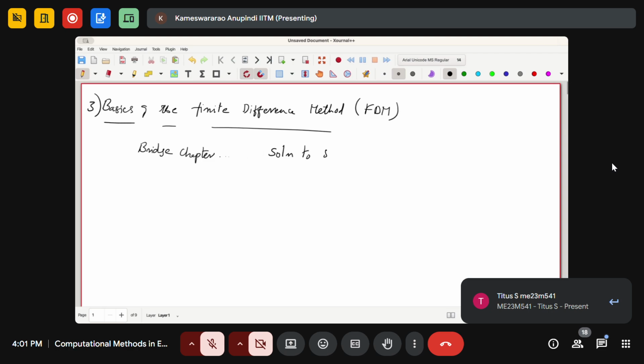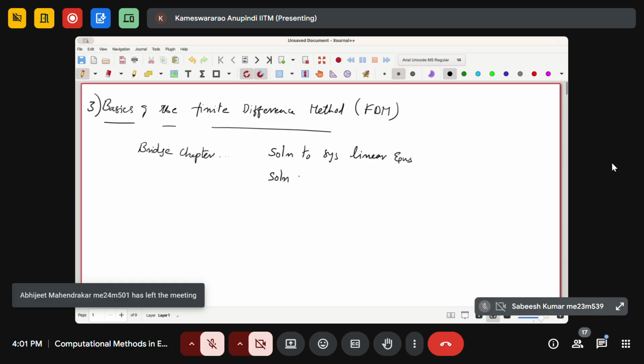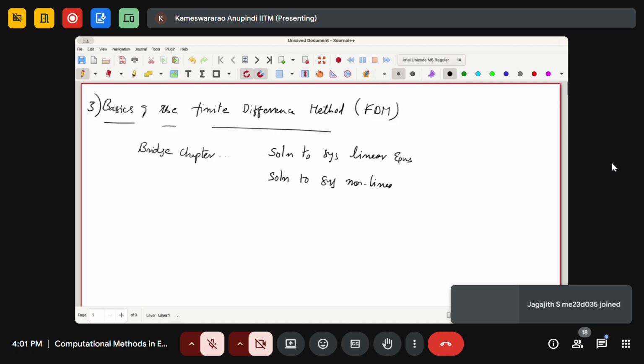solution to a system of linear equations and solution to system of nonlinear equations. Okay, to essentially to the solution of ordinary differential equations and solution of partial differential equations.